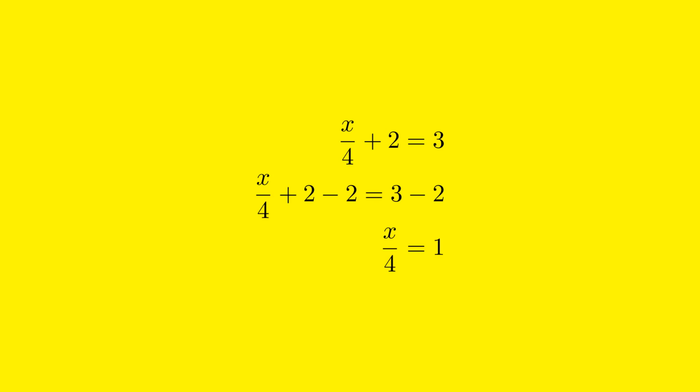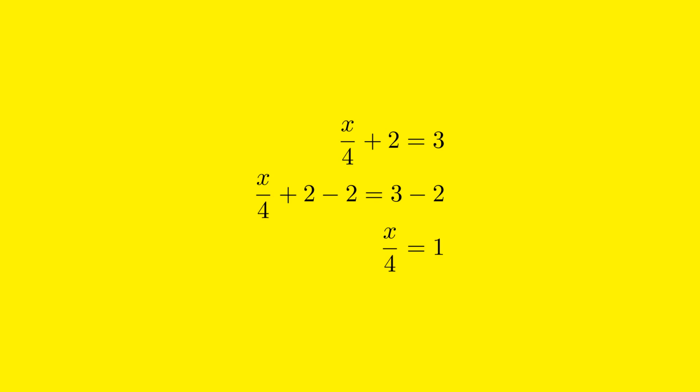To remove the plus 2, we perform the opposite operation, which is subtraction. If we subtract 2 from both sides of the equation, we will keep the equation balanced, because what we do to one side, we must do to the other side to maintain equality. So we subtract 2 from the left side of the equation, removing the plus 2, and we also subtract 2 from the right side of the equation.